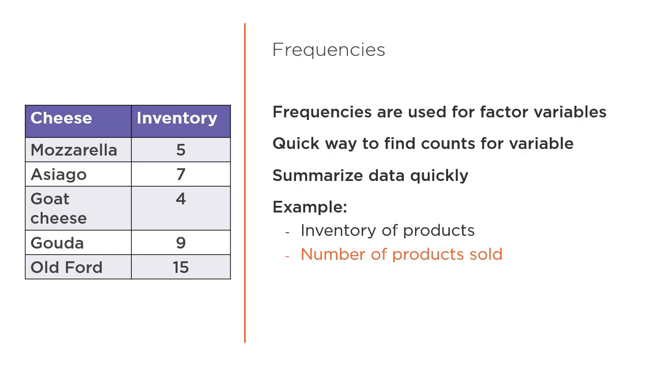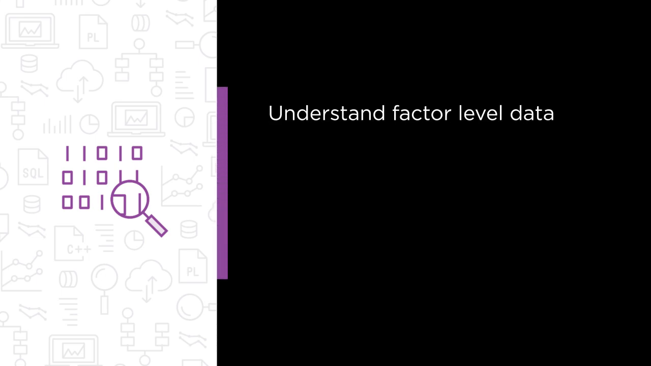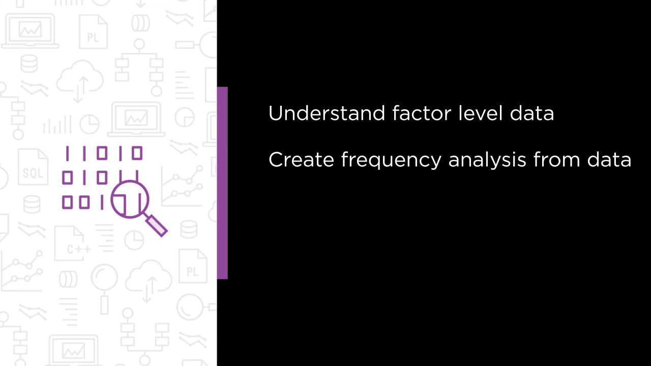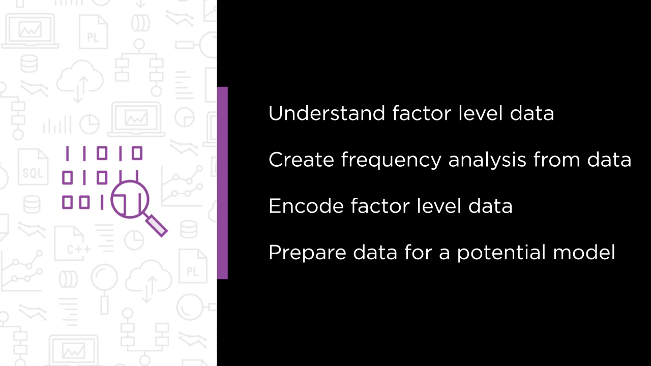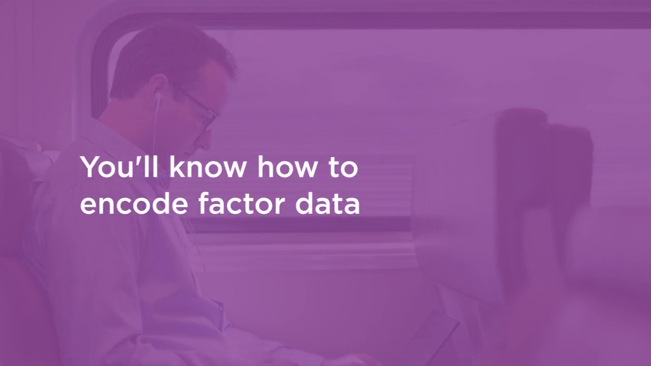Some of the major topics we'll cover include understanding factor-level data, creating frequency analysis from this data, encoding factor-level data for a database, and preparing data for a potential model. By the end of this course, you'll know how to encode factor-level data, prepare it, and find data insights from the analysis. Before beginning this course, you should be familiar with the basics of R and RStudio.